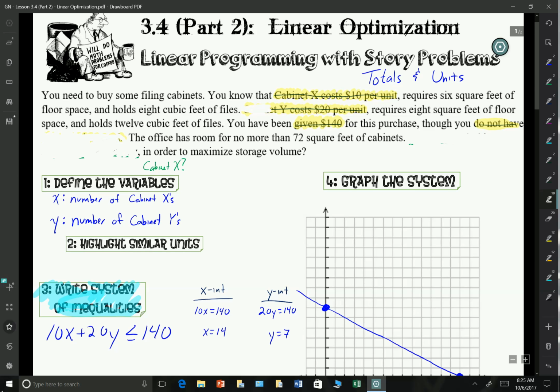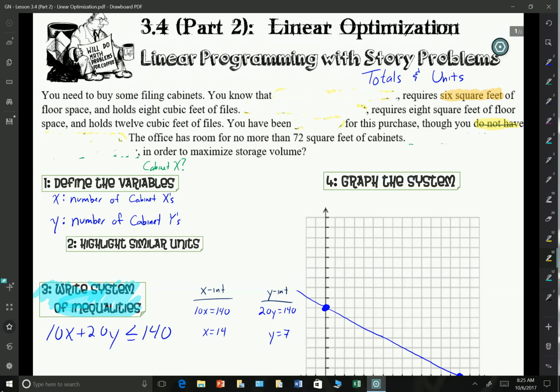All right, so we used dollars. We have our total for dollars. We're good. What other units? Square feet. So square feet is another unit that we need. So I'm going to highlight 6 square feet. That was for cabinet X, correct? Where else do I see square feet? 8 square feet. That's for cabinet Y. Where else do I see it?